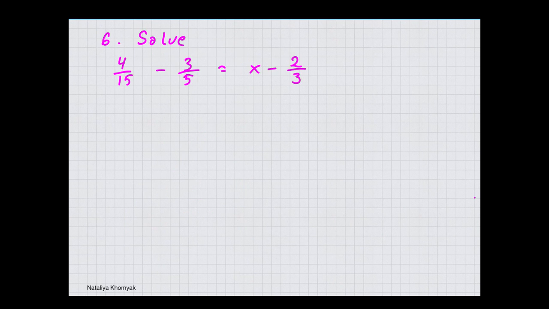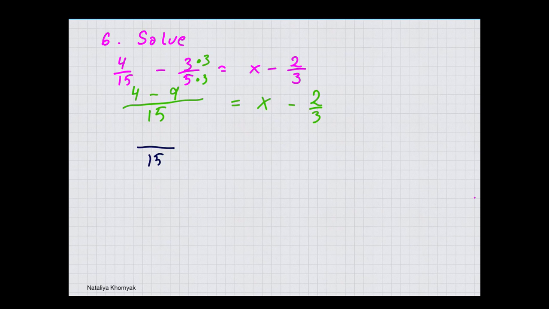Over here we have two fractions that we can combine. Before we get to combine them, we need to bring them under a common denominator, which would be 15. So we need to multiply 5 by 3. Whatever you do to the denominator, you want to do the same thing to the numerator. So now we have out of 15, 4 minus 3 times 3, 9, equals x minus 2 out of 3. So now we have out of 15 different signs.